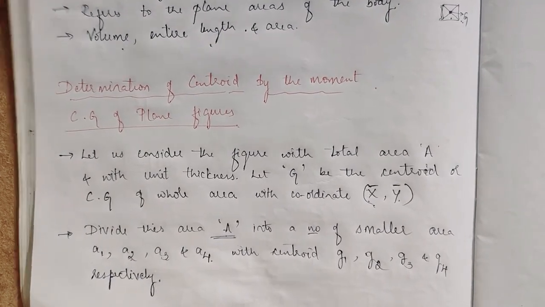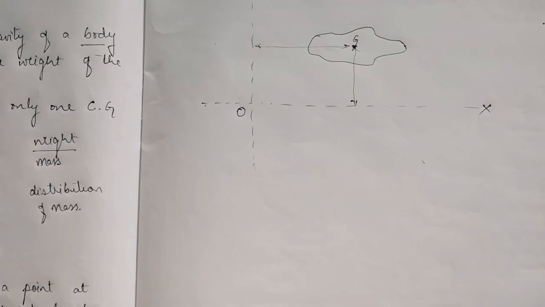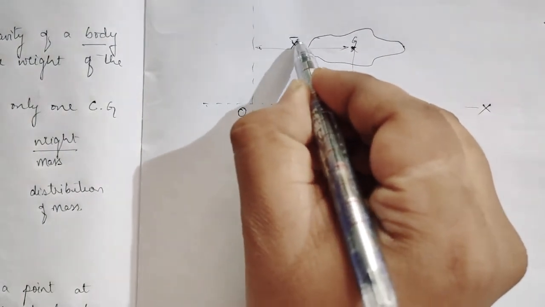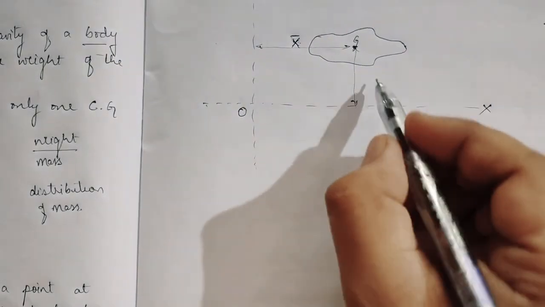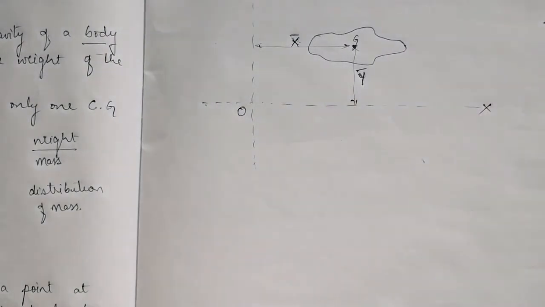Okay, now I'll show you the diagram. See here, I consider the whole area with coordinate axes. This is the distance x bar, which we have to find now. And this is the distance y bar we have to find.